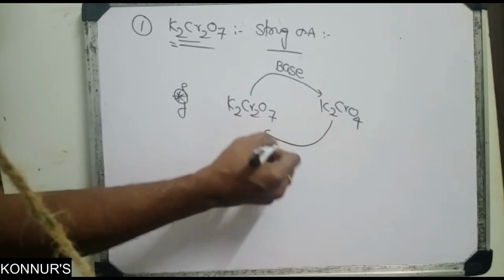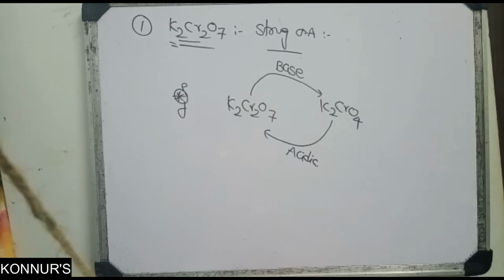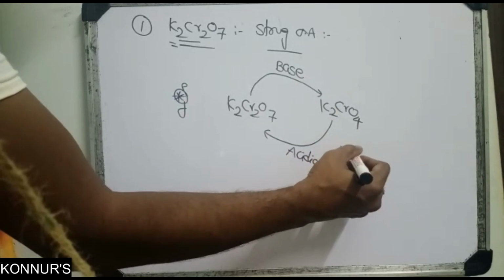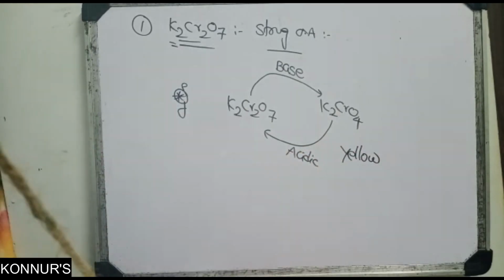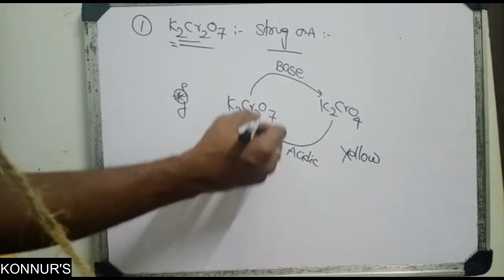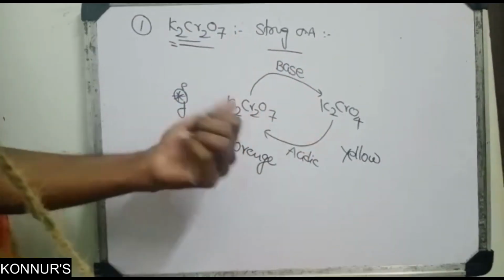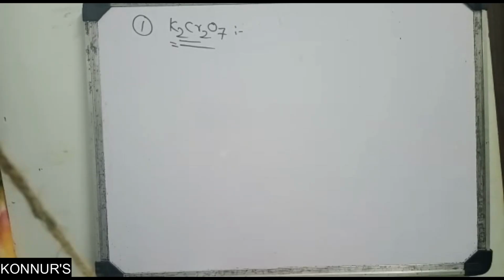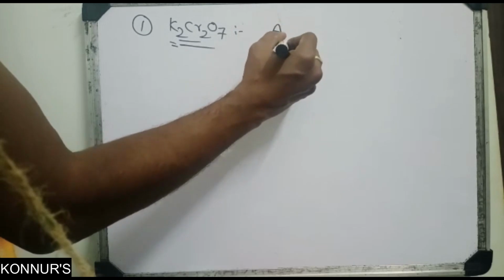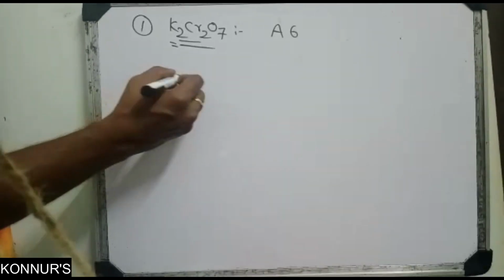Exact opposite in acidic medium. So in acidic medium what happens? Potassium chromate becomes dichromate. Potassium chromate is yellow color. This is orange color. So which compound is converted to which, and what their colors are, that is important. See K2Cr2O7. In chemical properties you remember A6, that means in acidic medium 6 electrons are exchanged.